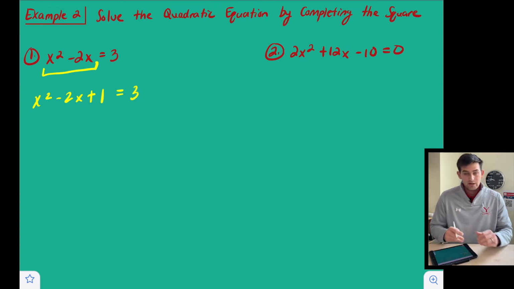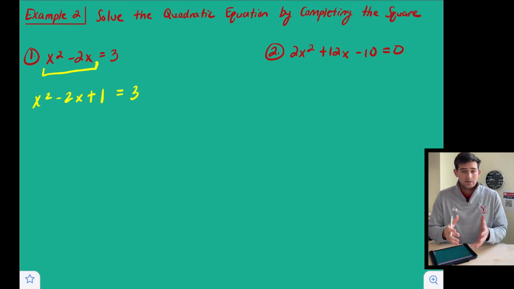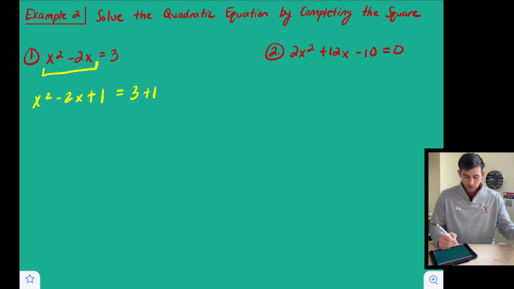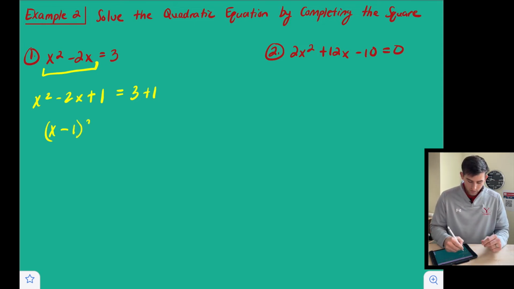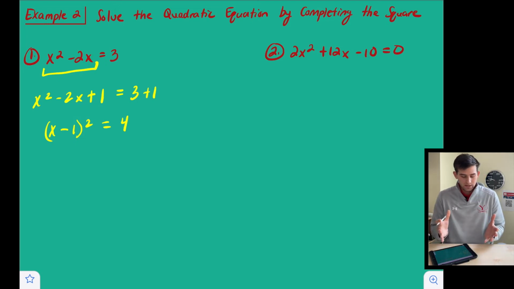Now, this is now an equation, so we can't just go around adding and subtracting whatever we want. We have to do the same thing on both sides. It's an equation. We have to keep it balanced. So since we added 1 on the left side, we also have to add 1 on the right side. So now let's simplify. We can write our perfect square trinomial now as the square of a binomial. So we have (x minus 1) quantity squared, and 3 plus 1 is 4. How did we get x minus 1? What's b divided by 2? Negative 2 divided by 2 is negative 1. So that's where that came from.